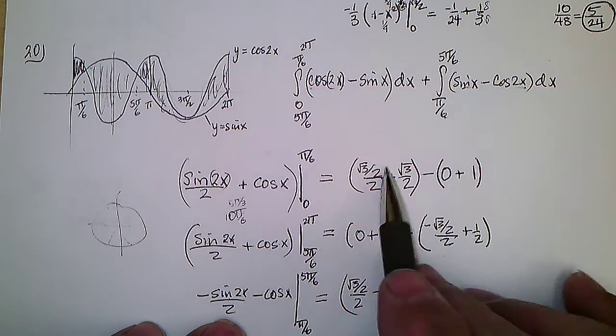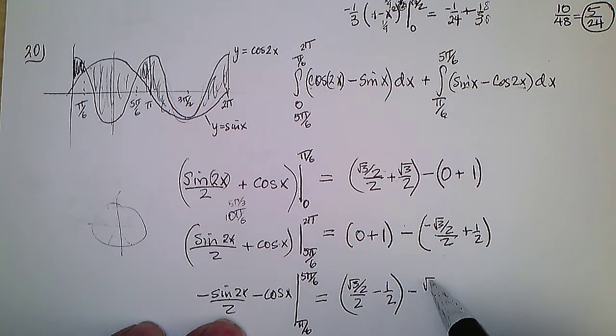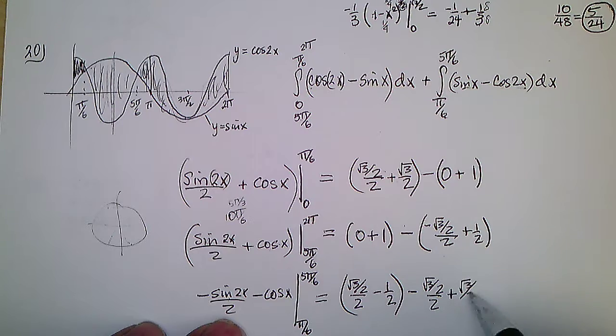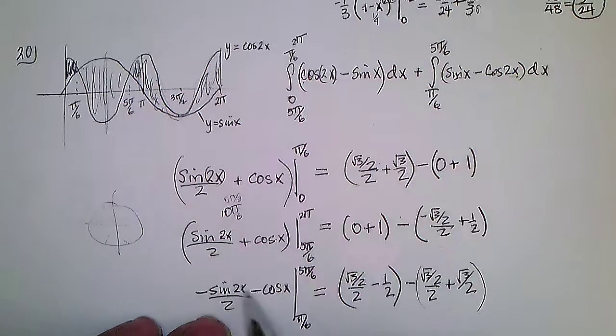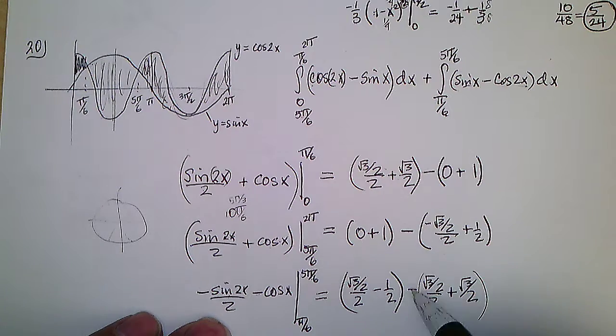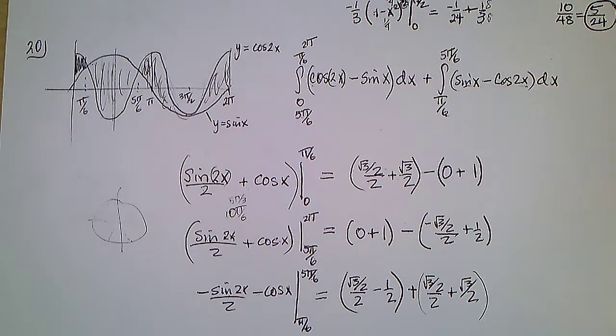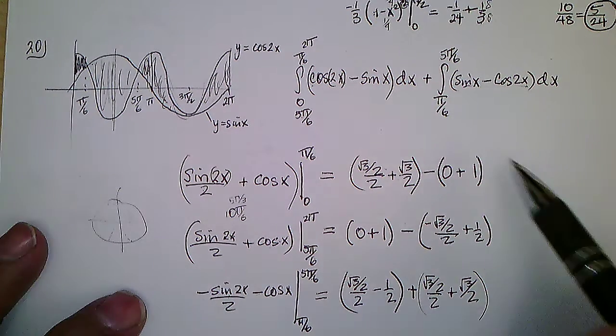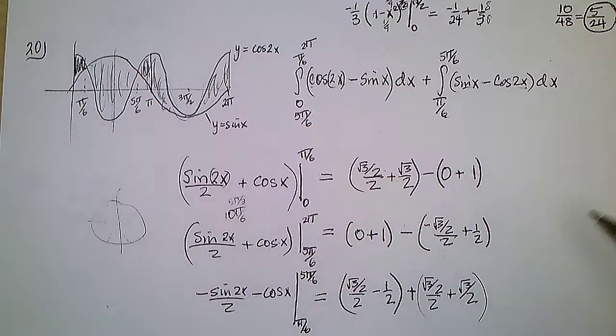pi over 6 into here was this, the square root of 3 over 2 over 2 plus square root of 3 over 2. And the minus, and we're supposed to subtract, and we're doing the minus of all this, so this becomes a plus. There we go. So we need to add all of this together.